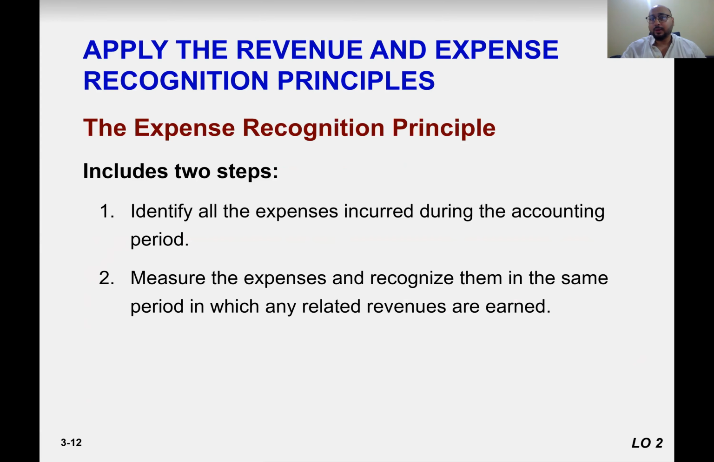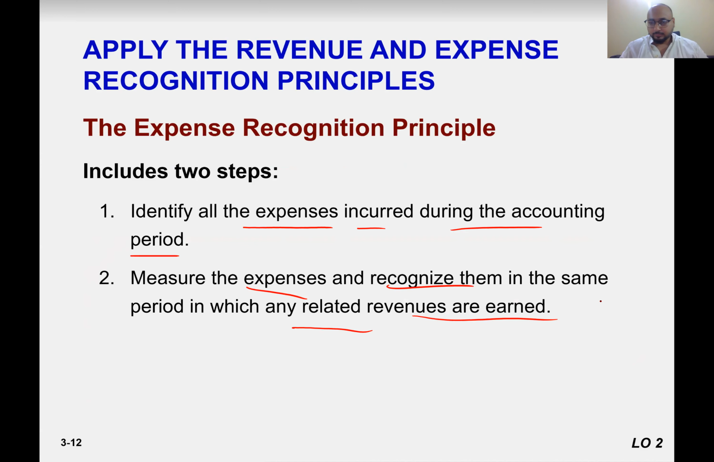Issues or two steps. First of all, identify all the expenses incurred during the accounting period, and then measure the expenses and recognize them in the same period in which any related revenues are earned.